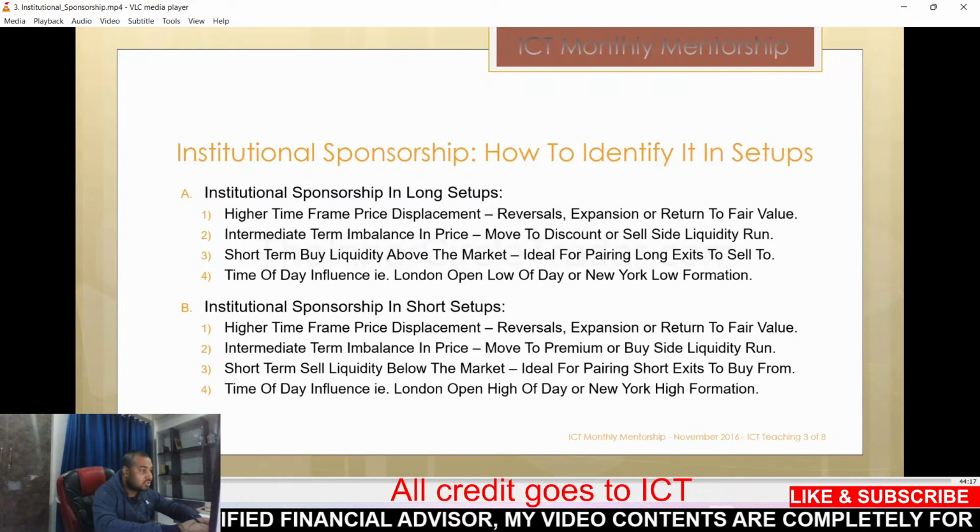And just like we did with the long setups, we would be looking for time of day influence, i.e. London Open high of day or New York high formation. Now, in this specific teaching, we're all going to be dealing specifically with the institutional sponsorship seen in long setups. Everything you see in the example will just be reversing that for the criteria used in the short setups.